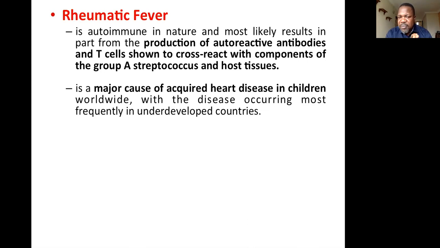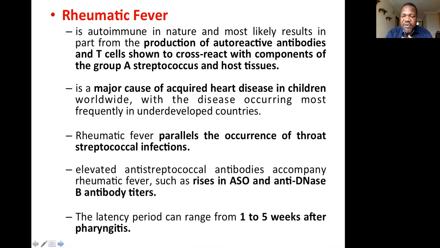So it is one of the major causes of acquired heart disease in children worldwide, with the disease occurring most frequently in underdeveloped countries. So it is a much more frequent cause of heart problems in children. And rheumatic fever usually parallels the occurrence of throat streptococcal infection. So post-streptococcal rheumatic fever mainly comes following pharyngitis. It's not like glomerulonephritis that can come after pharyngitis or skin infection, but rheumatic fever is mainly found after the patient has developed streptococcal pharyngitis.